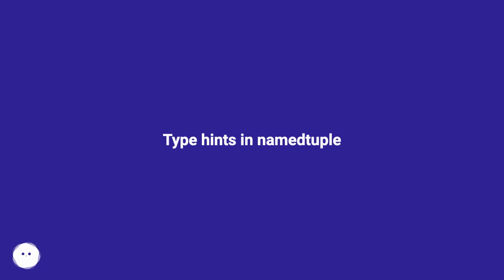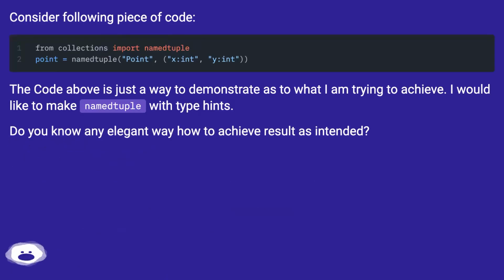Type hints in Namedtuple. Consider the following piece of code. The code above is just a way to demonstrate what I am trying to achieve. I would like to make a Namedtuple with type hints. Do you know any elegant way to achieve the result as intended?